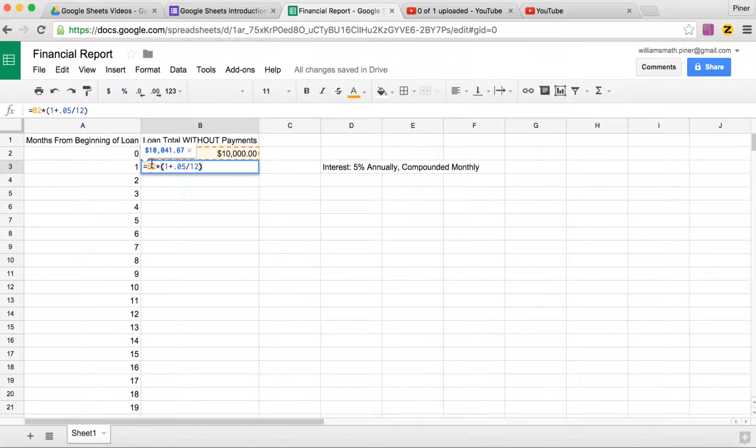So this is B2, the previous cell, times 1 to get the whole amount included, plus 0.05 because it's 5% every year, divided by 12 because it's just 1/12 of the whole amount because it's compounded monthly. Then I hit enter, and it shows me that 5% compounded monthly, 1/12 of 5%, would be $41.67 in interest.